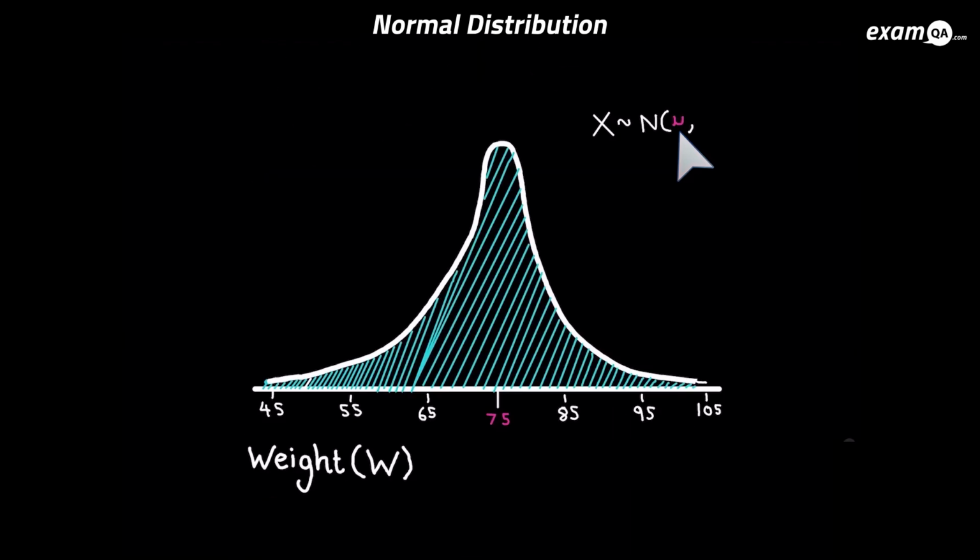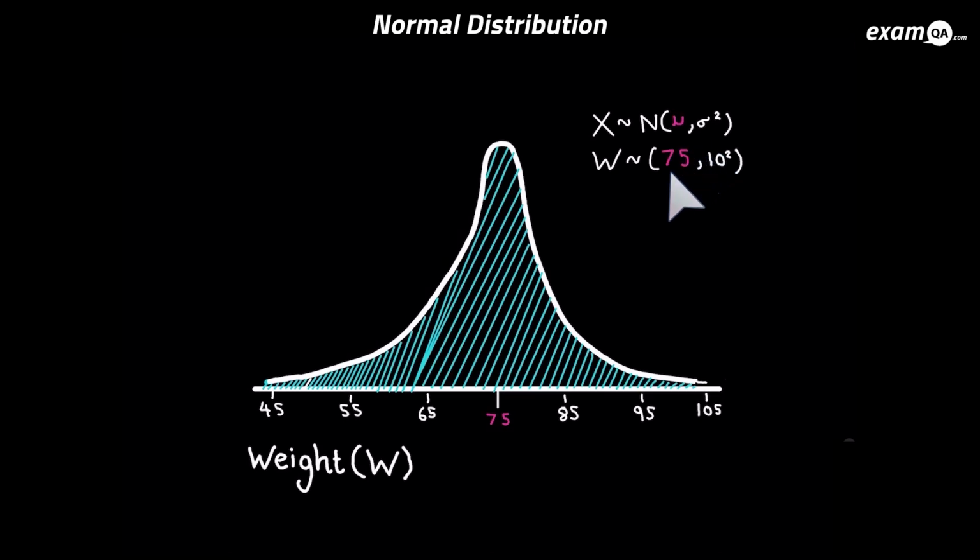Then we put a comma, and next we put the variance, which is basically the standard deviation squared. And last we close the brackets. So this notation you need to know. Remember, it's x is distributed normally with the mean mu and the variance sigma squared. So inside the brackets we have the mean and the variance.